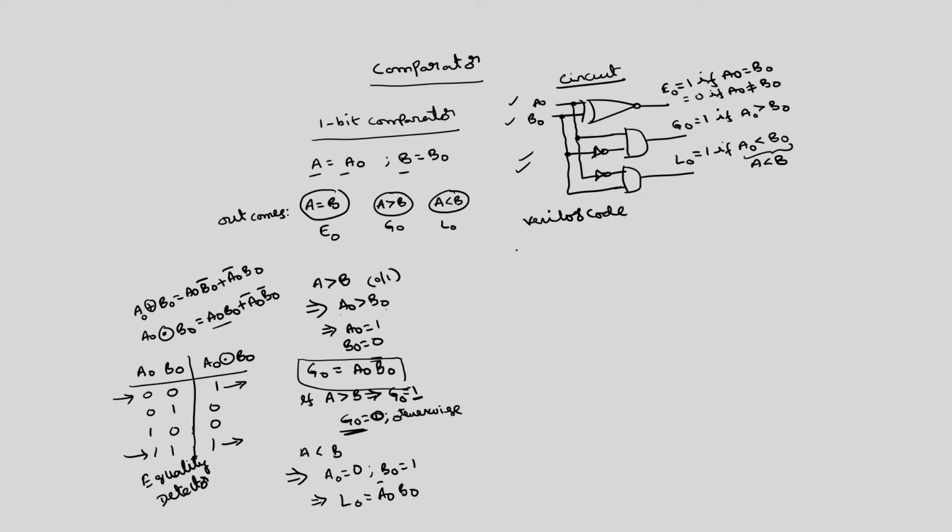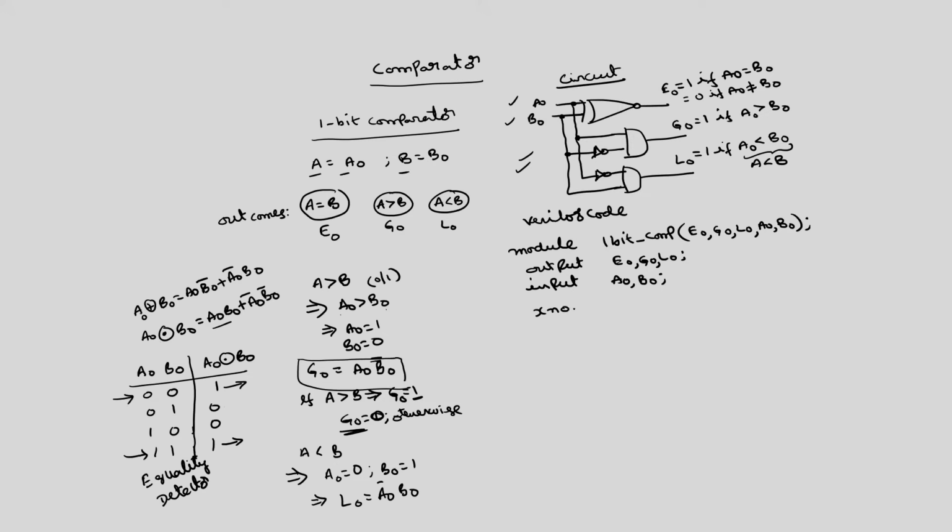So, you can define a module for a 1 bit comparator. I will give the name as 1 bit comparator. The outputs are E0, G0, L0, inputs are A0, B0. Output E0, G0, L0, input A0, B0.